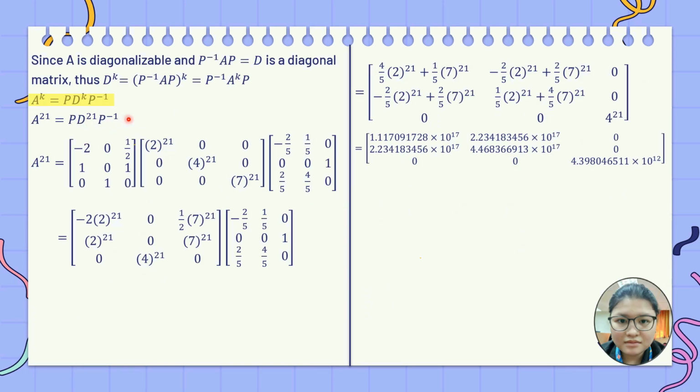In general, we may show that for any positive integer k, A power k equals P D power k P inverse. Since A is diagonalizable and P inverse A P equals D is a diagonal matrix, it is easy to compute A power of 21 by using this formula.